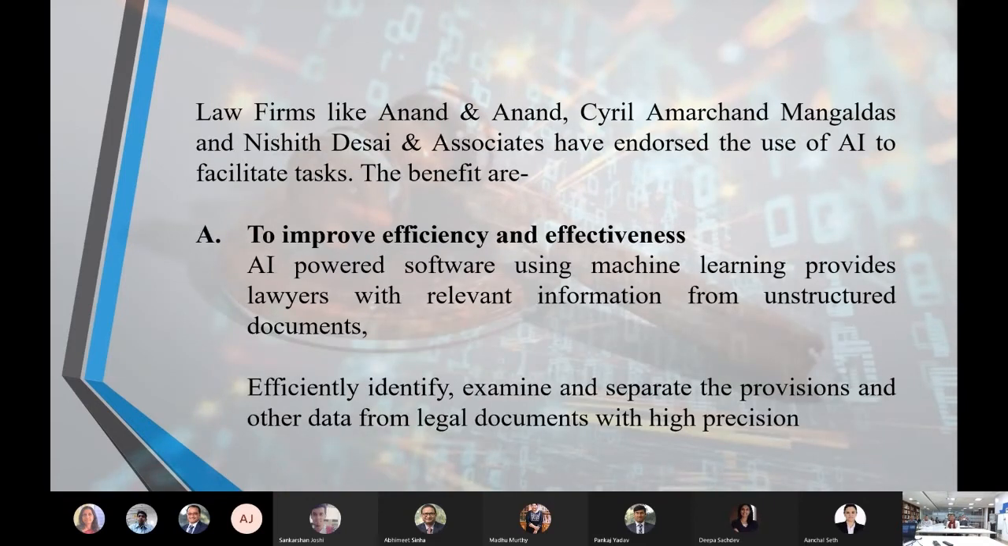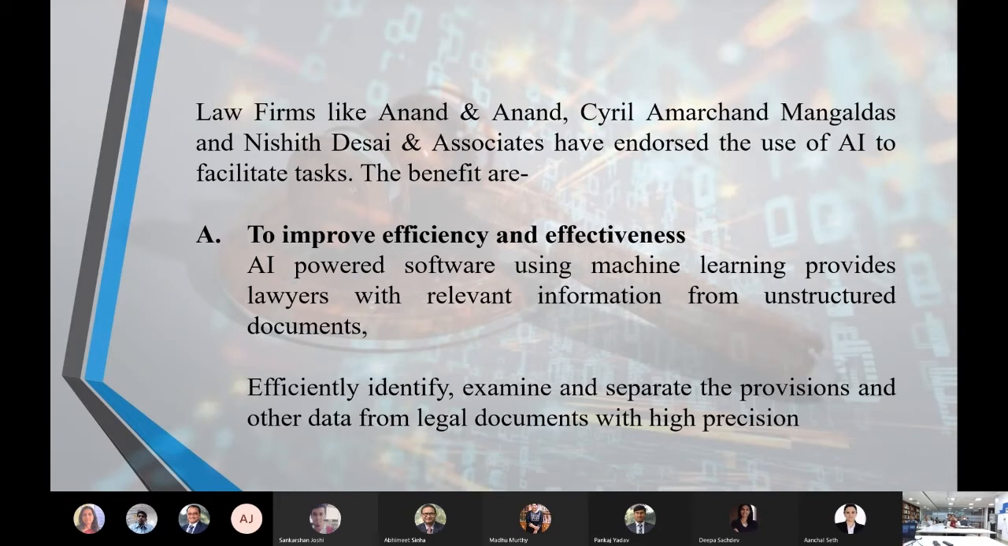Now a couple of law firms who have been using it as on date are Anand and Anand, Cam, Nishit Desai. They have been endorsing the use of AI in their regular practice. So what are the benefits and how are they encashing on the AI technology? First of all, the efficiency and the effectiveness, which I have already dealt with.